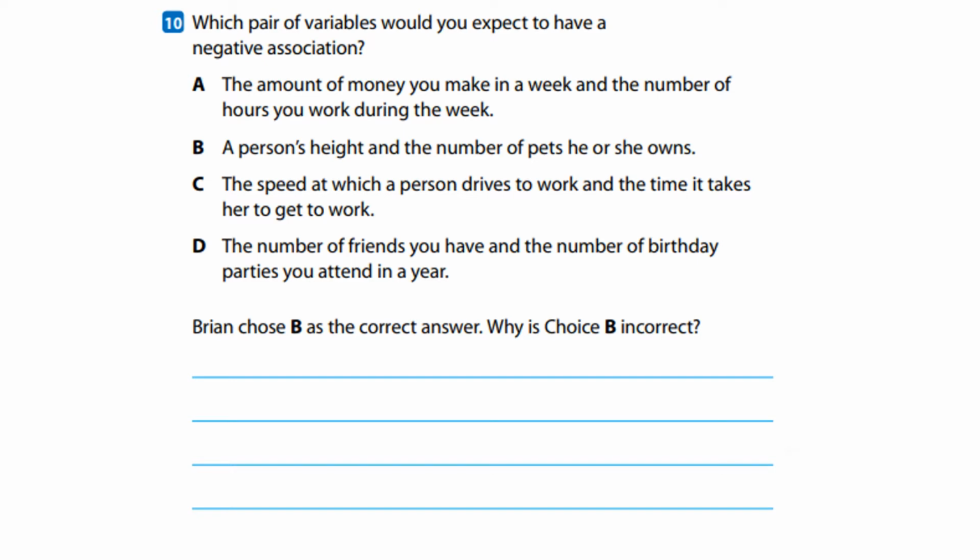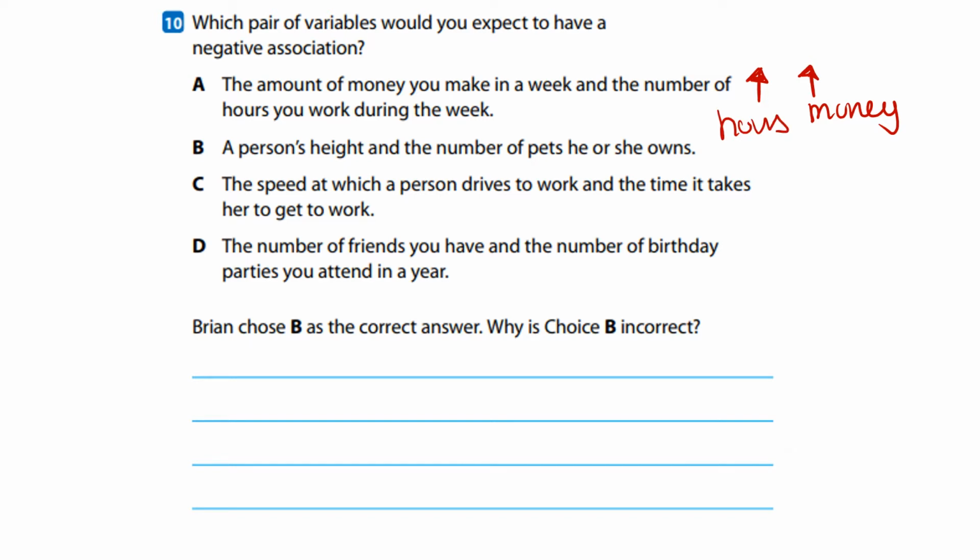Which pair of variables would you expect to have a negative association? A, the amount of money you make in a week and the number of hours you work during the week. When we talk about that, we would think that the more hours you work, the more money you make. And so both of those would be increasing values. The more hours you work, the more money you make. So that would be a positive association.